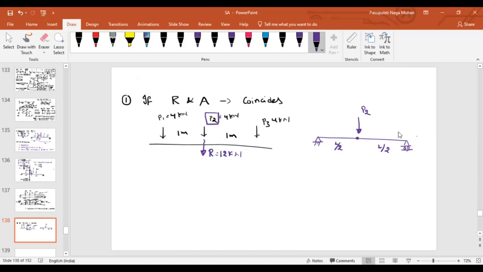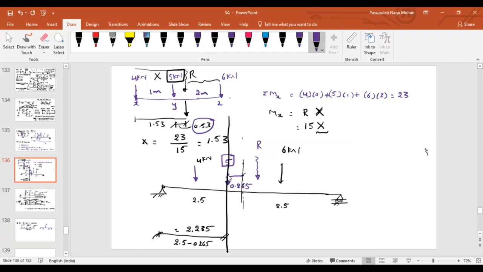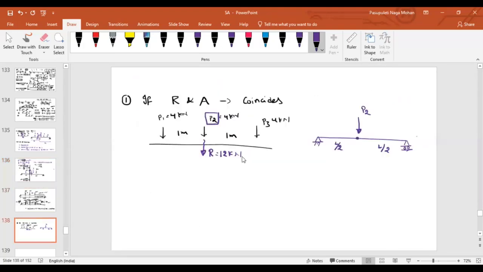Right? In the previous case, it is not exactly at the centroid. It is at a distance of 0.265 from the centroid. Why? Because resultant and adjacent force are not coinciding. But in this case, what is happening? Resultant and adjacent load are coinciding. If both coincide, exactly we have to find it at the center point. Is this okay? Yes, sir.